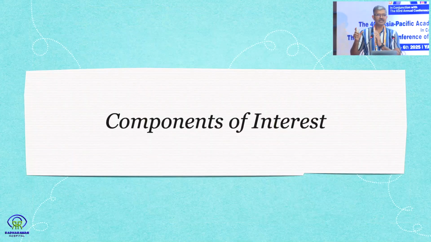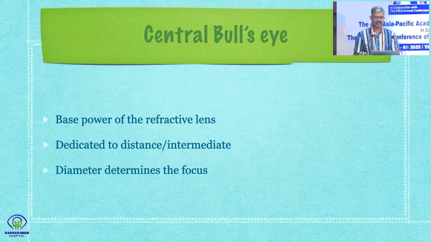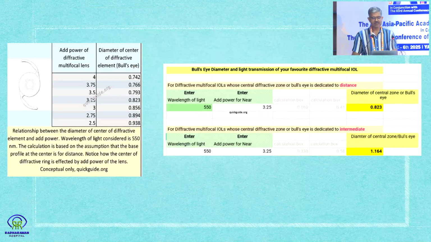Now we come to the IOLs proper, with this knowledge in the background. What are the components of interest in a trifocal IOL? One is the central bullseye. The central bullseye is the base power of the refractive lens, and it's dedicated to either distance or intermediate. We'll talk about it a little more. And the diameter of the central bullseye actually determines the focus. For example, there's a mathematical calculation which determines how large the central bullseye can be for a particular add power.